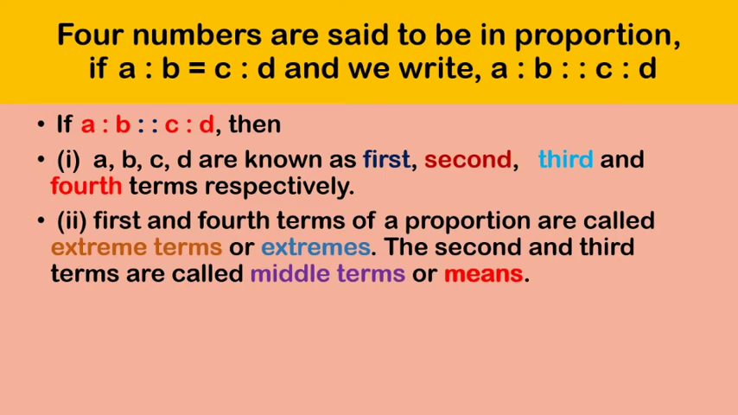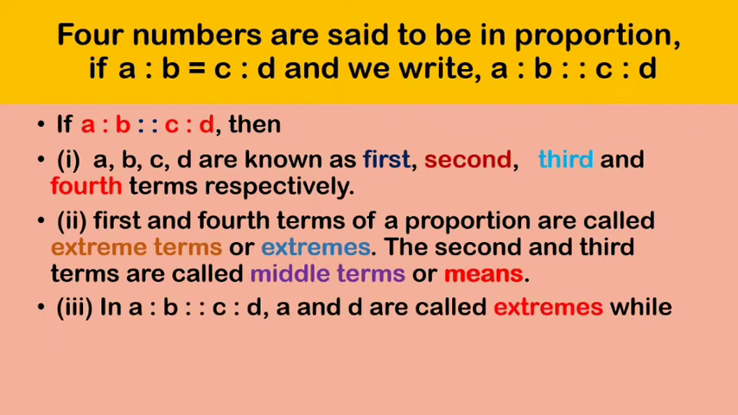First and fourth terms of a proportion are called extreme terms or extremes, and the second and the third terms are called middle terms or means. In A is to B as C is to D, A and D are called extremes, while B and C are called means.